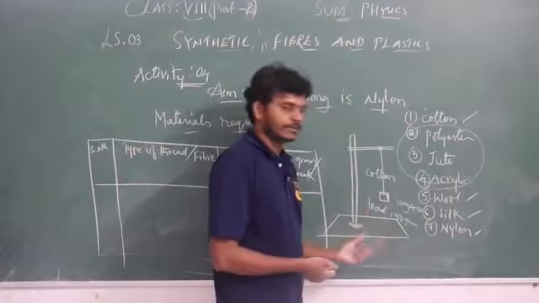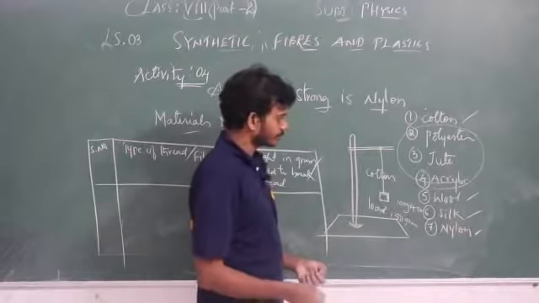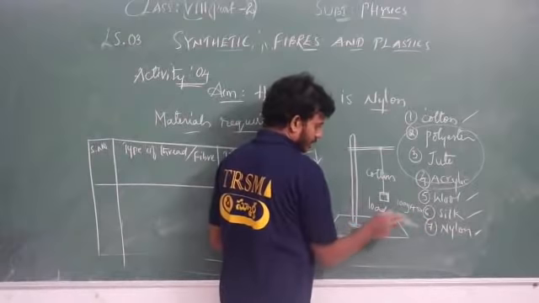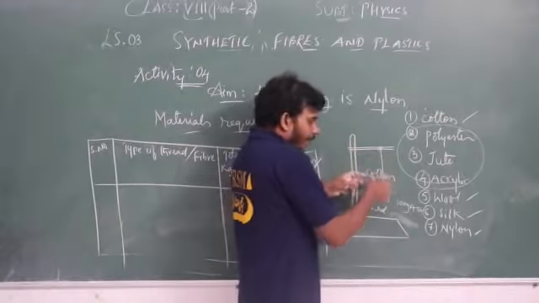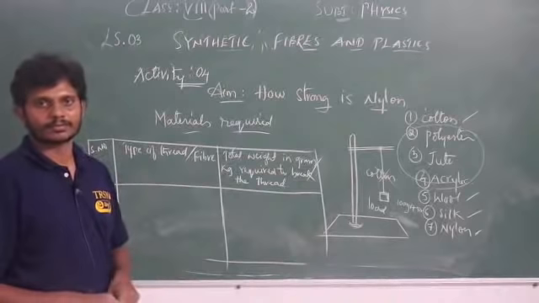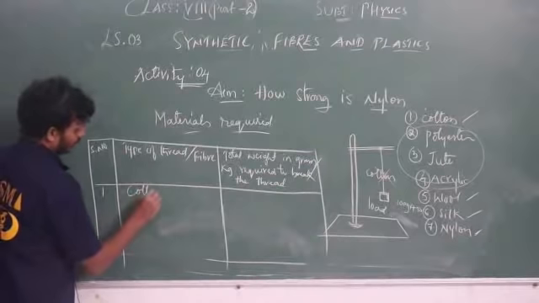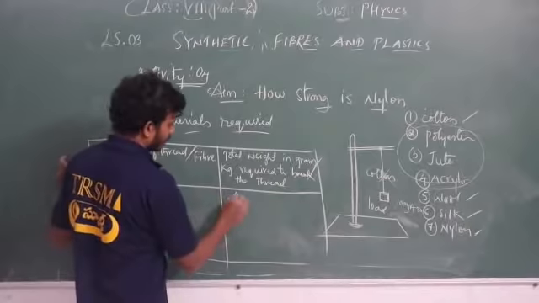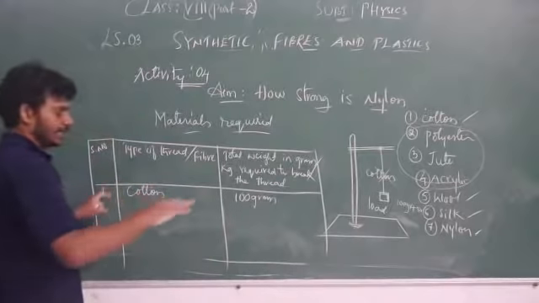So first you added 100 gram to this. Listen, understand this. First I added 100 gram. It breaks. Think it is broken. This cotton thread is broken. So this is the first one I have taken, the cotton thread. And how much weight to break that? 100 gram of weight is required to break that thread.